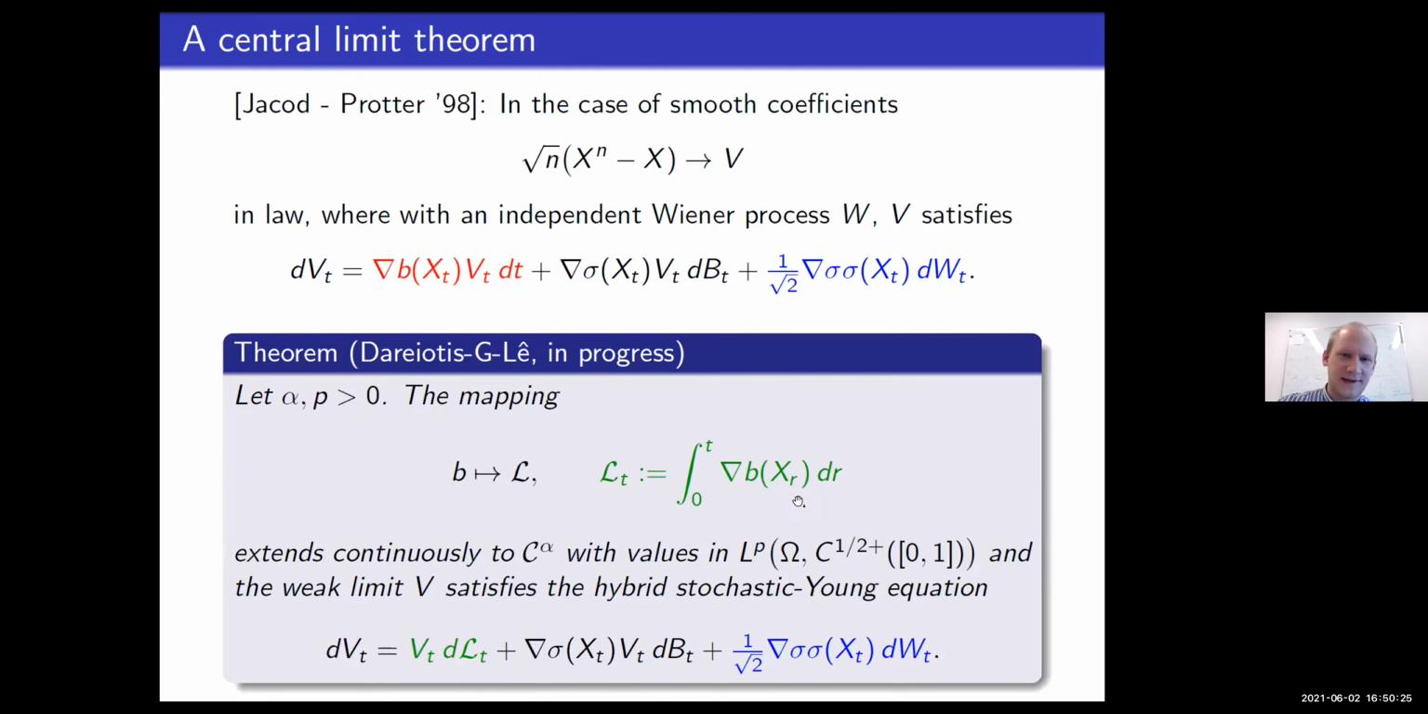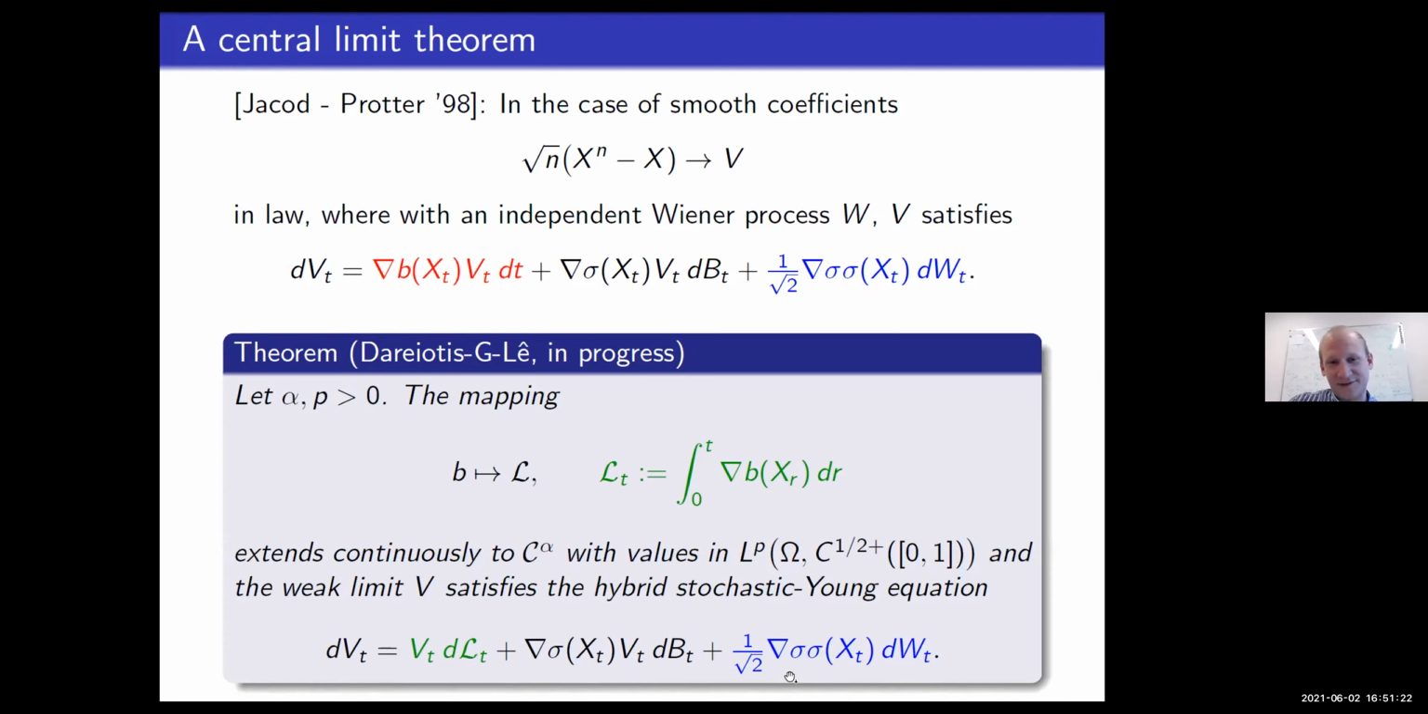And so what you can show is that if you take this integral process of the gradient B of x, and denote this by L, this is a well-defined mapping from, let's say, C1 functions, in which case the output is also C1. Then you can trade a lot of regularity: you can trade almost a full regularity of B for a half regularity of L, in which case L is still 1/2 plus Hölder continuous. Then you can rewrite the equation for V with this green term. And so what you get is a hybrid equation, so it has a Young integral part and a stochastic integral part, or two stochastic integral parts.